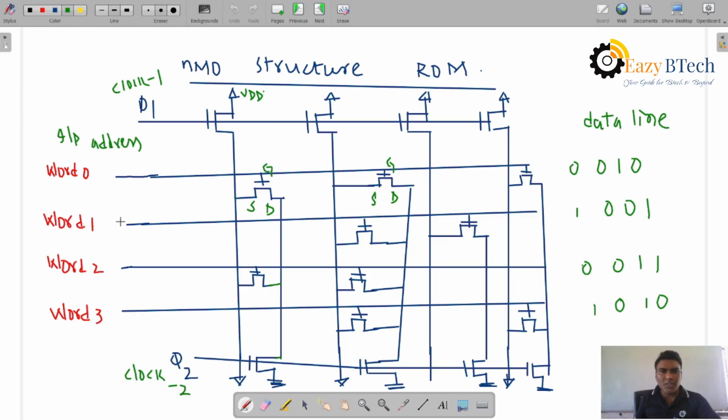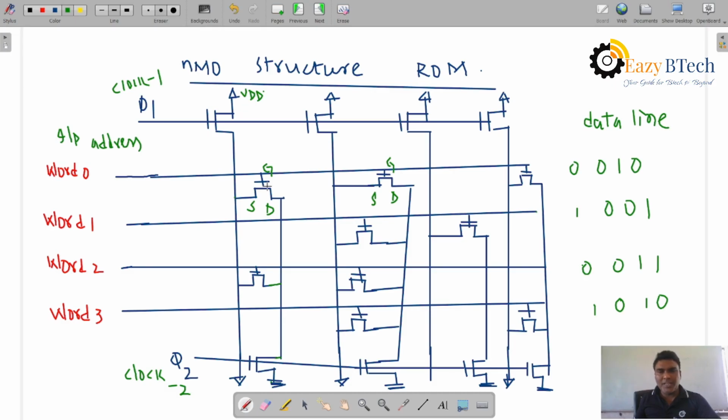So the word is an address location, address locations 0 1 2 3. The transistor gate terminals are selected and turned on. So data from VDD is connected and passing through. When VDD passes through this one, when pi 1 and pi 2 are on and the clock pulse is applied, it will pass through source and drain. It will be connected to the ground potential.